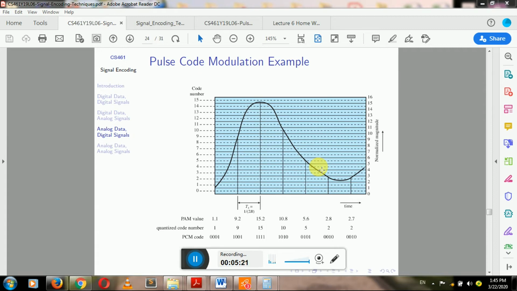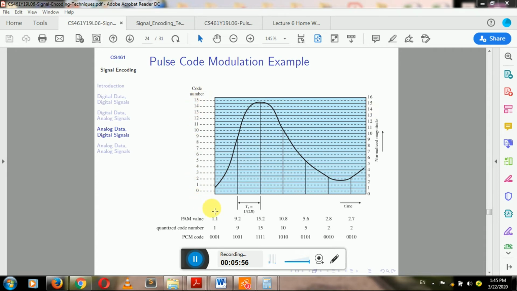So this is what the plot is about. We take a small portion, a sample interval, at a specific time. We match that interval to the corresponding PAM value. In the vertical axis we divide it into different voltage levels. This is for our analog data, so we divide it into 16 levels. Then this is the corresponding code number, the PAM value.